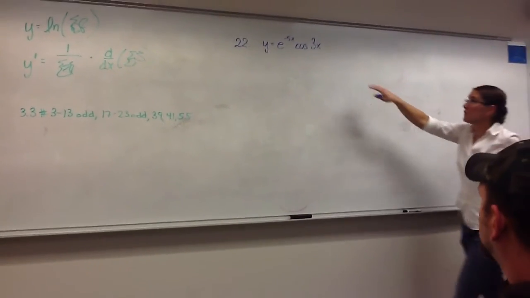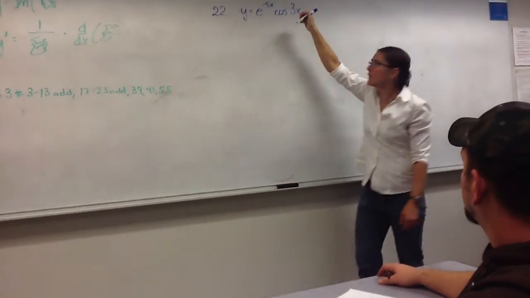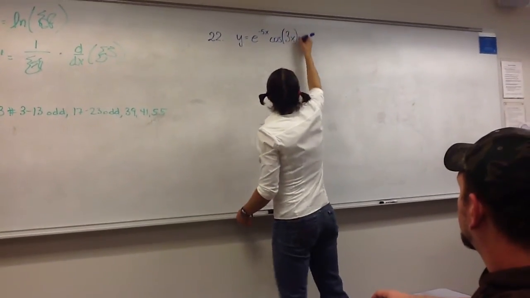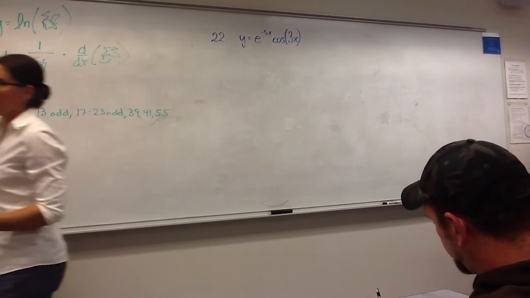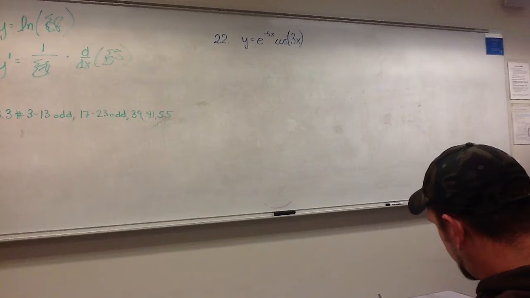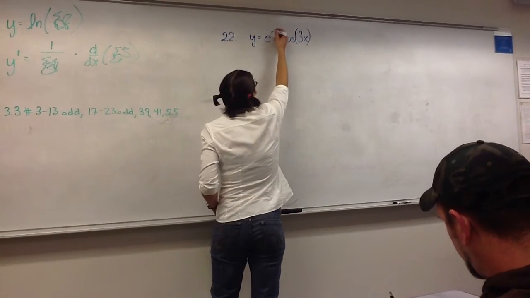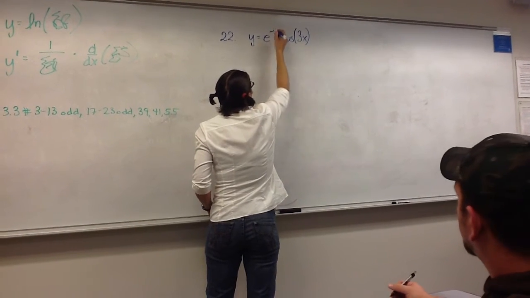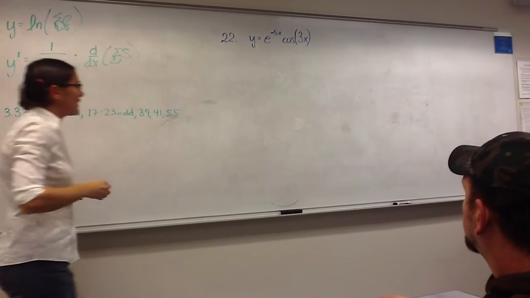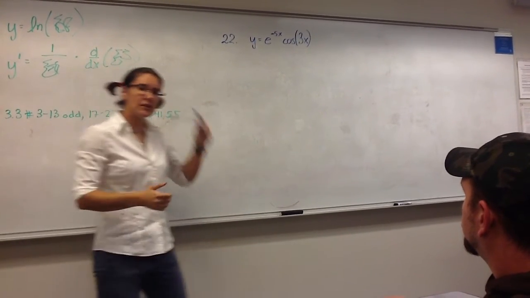Now the textbook writes it exactly like this, but whenever I see cosine of something, if it's fancier, I'm going to put parentheses around that 3x just to clarify for myself that it's cosine of 3x rather than cosine of x, and then times 3 or something like that. Okay, so we've got y is equal to e to the negative 5x times cosine of 3x. So take a look at this function.